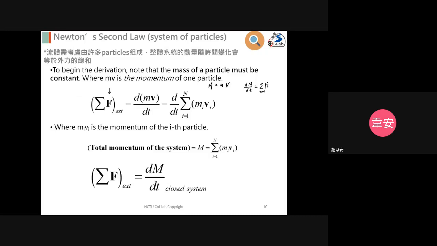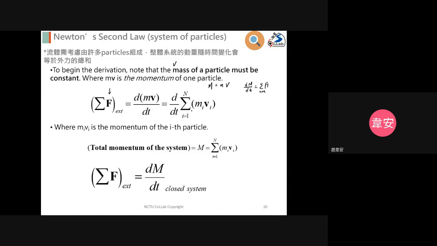Okay, but so we know that the external force equals d(mv)/dt, and in the general problems we meet, the mass of the particle must be constant. So we can take the mass outside, and the only thing left inside the differential is dv/dt, which is the acceleration.